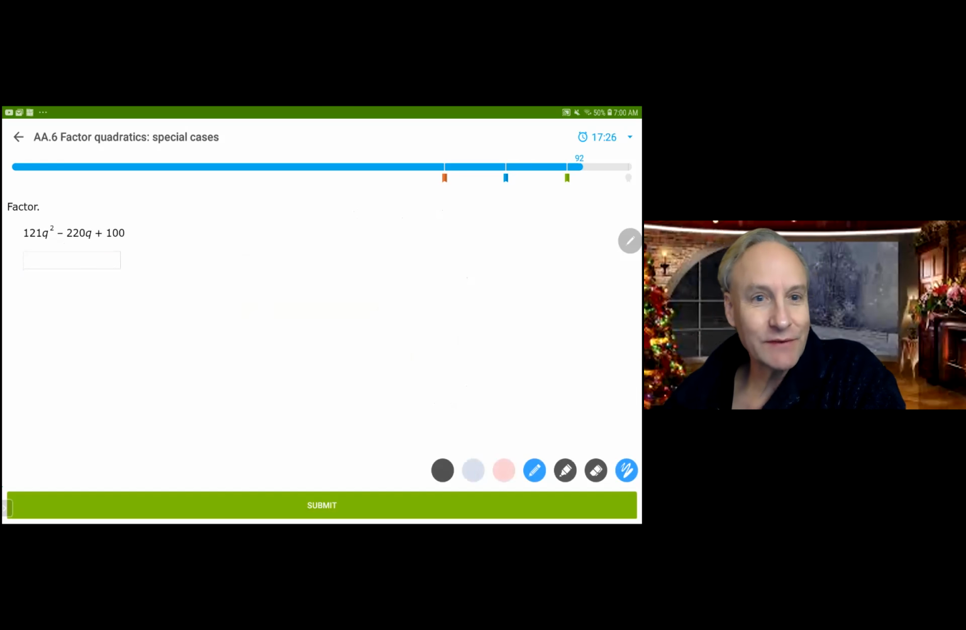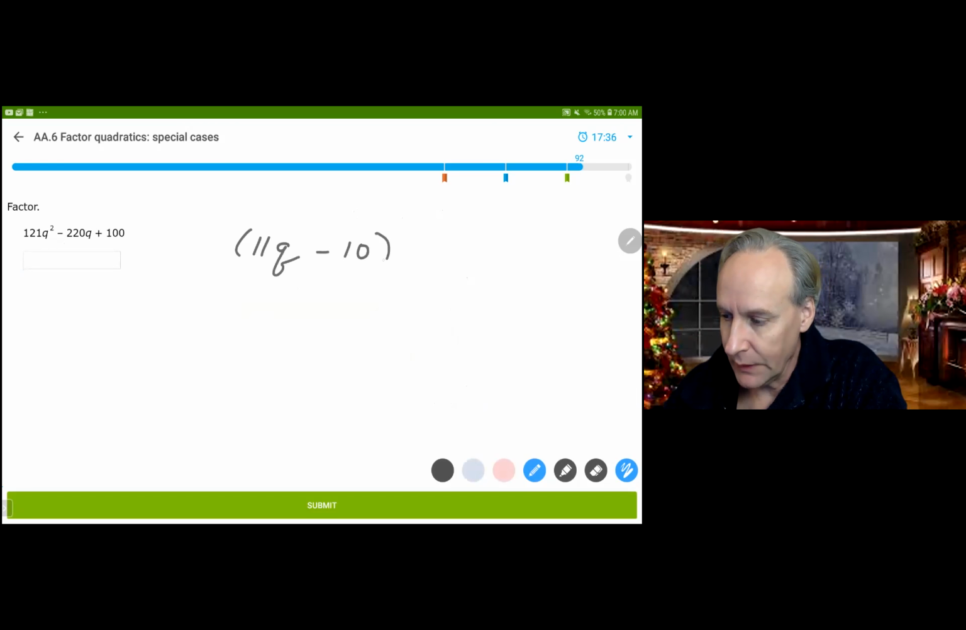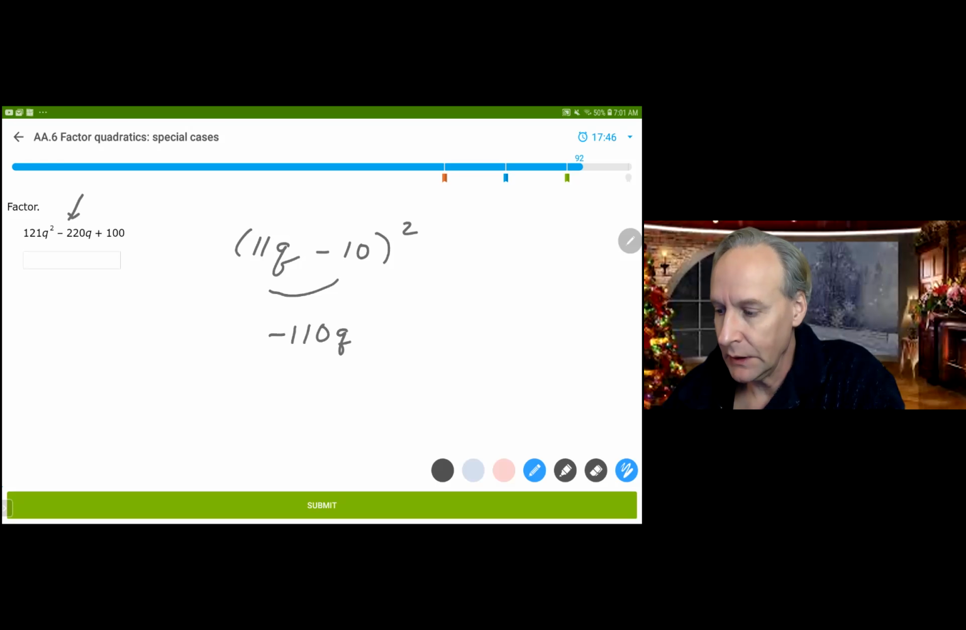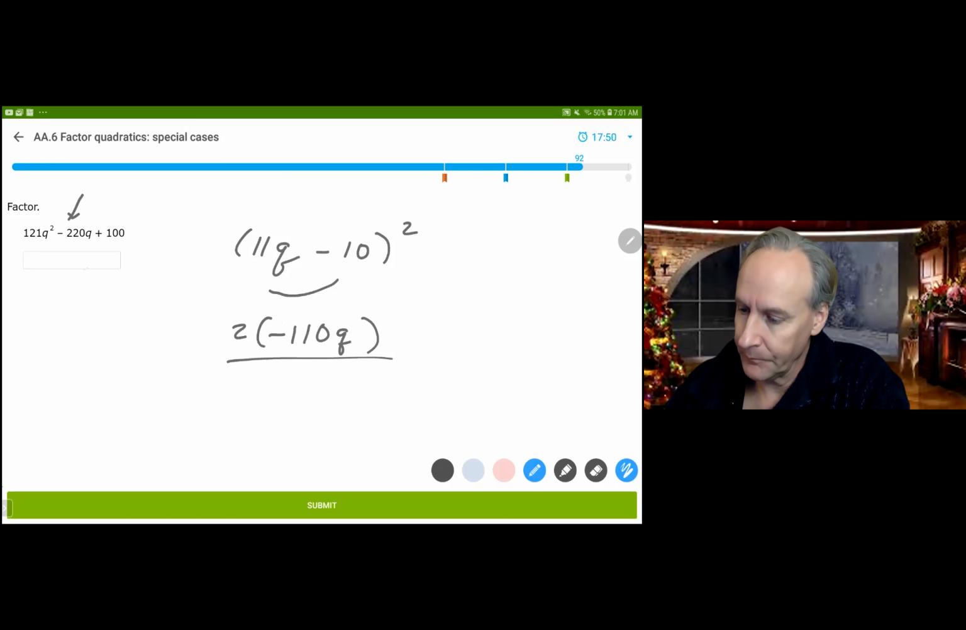Looks like a difference of squares. I mean, looks like a perfect square trinomial to me. And I am guessing 11q minus 10 squared. Well, notice that that negative gives us a big hint there. And if we take the product of our terms, it's negative 110q, and double does give us our middle term. So it's good to go.